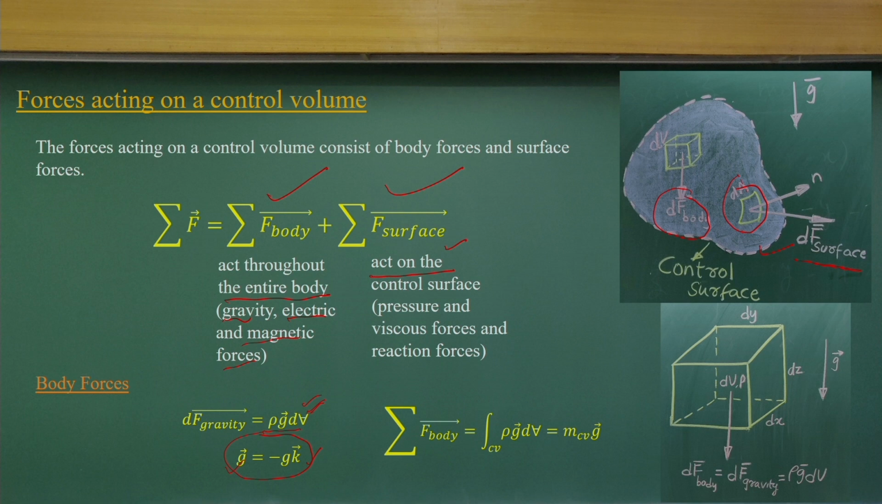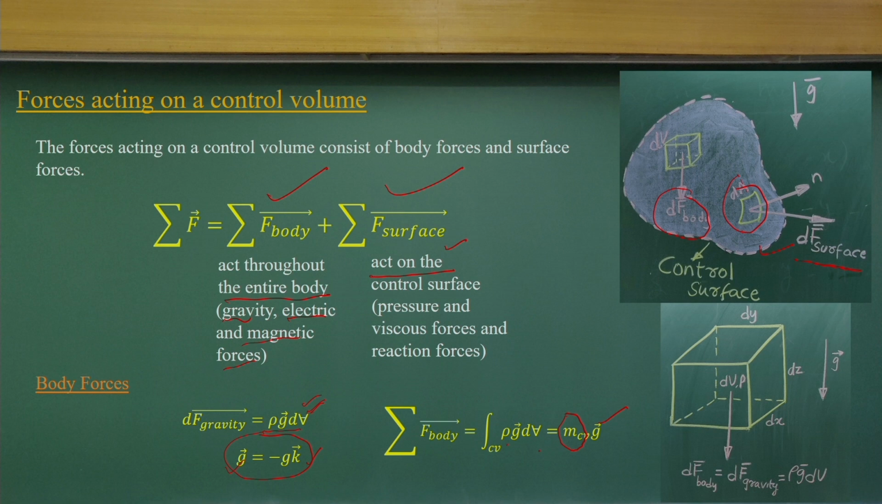Okay. So if I consider the total control volume, then the sum of the force is the volume integral of rho g dV, and that will be the gravity part. Indirectly, this is the mass of the control volume into g, where g is the acceleration due to gravity vector components.